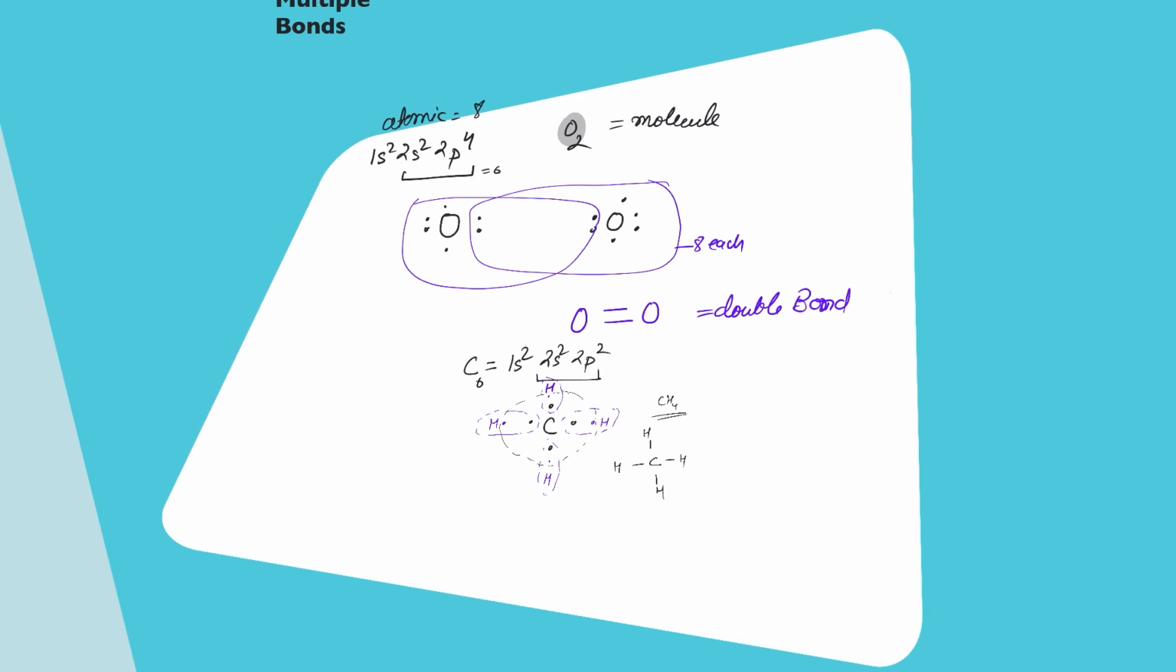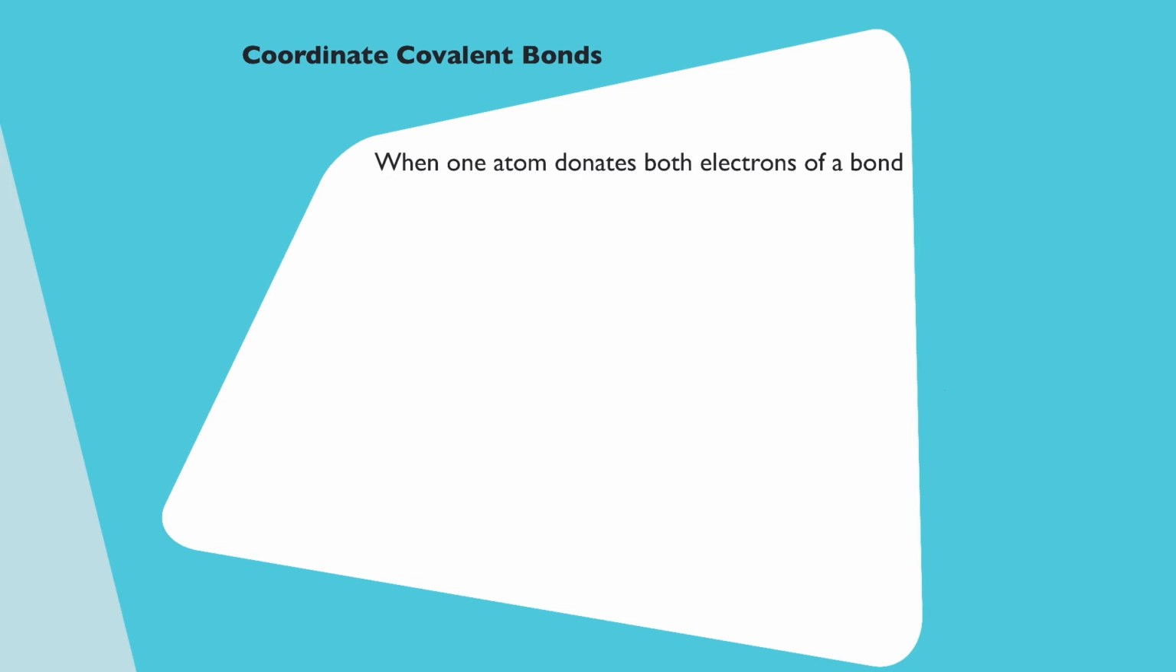I hope this makes sense. Now, coordinate covalent bonds, it's another way where the chemistry gets really interesting. When one atom donates both electrons, till now we were seeing both carbon and hydrogen donated one electron each in the relationship, right? But here, something different happens.